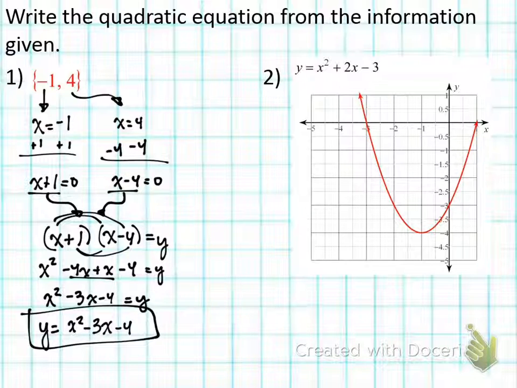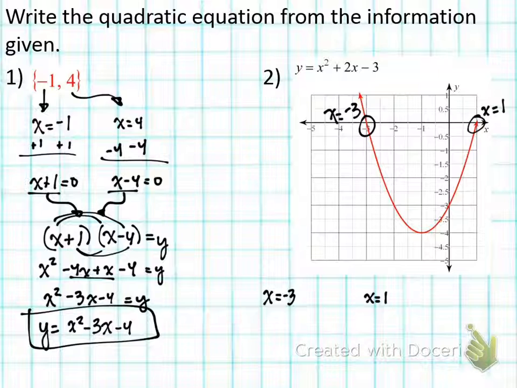Looking at the graph, what are my two answers? Well, there's an answer here at -3. And there's an answer here at 1. So that means x must be equal to -3 and x is equal to 1, right? These are called my roots. Remember that? So now we're going to take these and set these equal to 0. I'm sorry, x is equal to -3 and x is equal to 1.